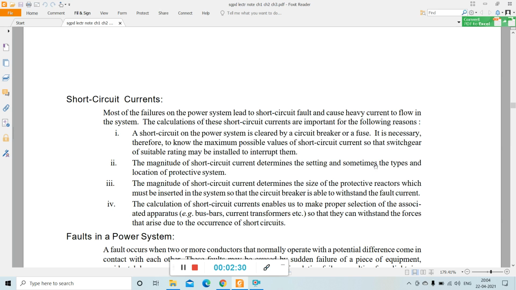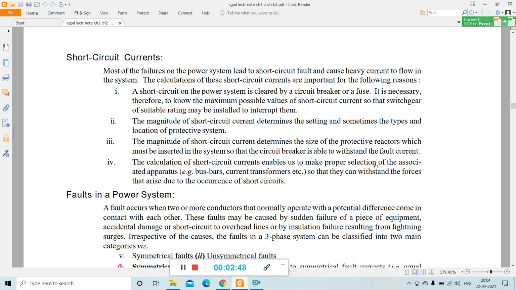So what is the reason behind the calculation of short circuit current? When a short circuit happens on the power system, it is cleared only by using a circuit breaker or fuse. So it is necessary to know the maximum possible value of short circuit current so that switchgear of suitable rating may be installed to interrupt it. And the magnitude of short circuit current determines the setting and sometimes the types and location of protective system.